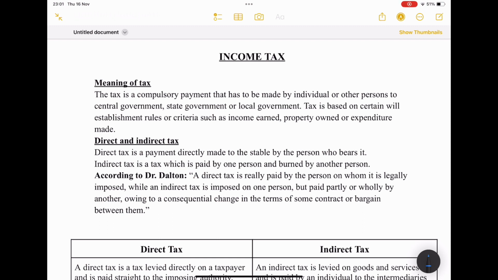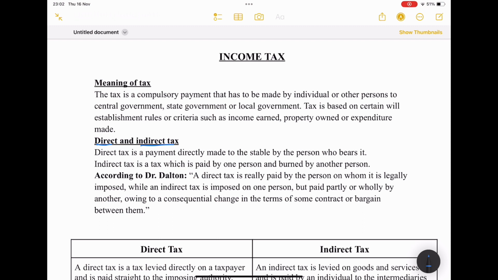So tax is a very important revenue source of a government, not only in India, all over the world. Tax plays a vital role in the economy of respective countries. In India we have two types of taxes. One is direct tax and another one is indirect tax.